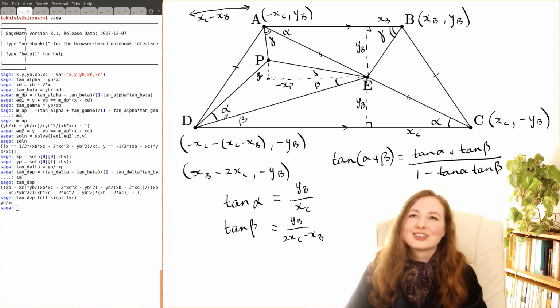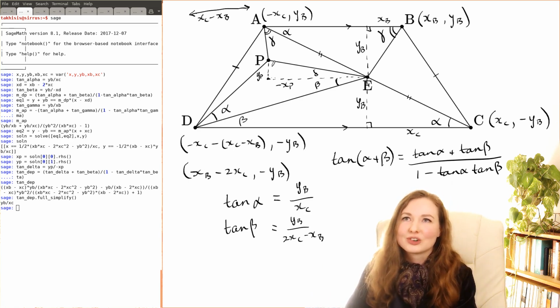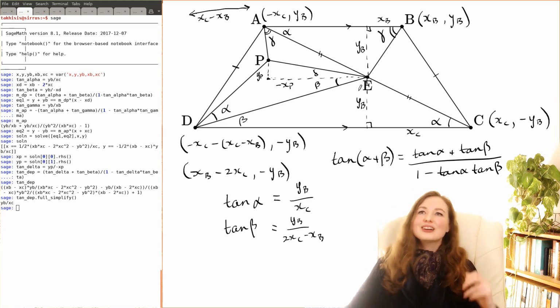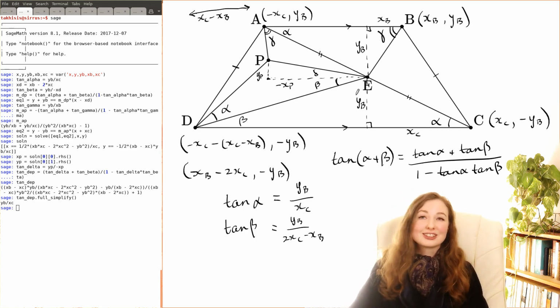So then we can say that triangle is congruent with that triangle, and therefore that's going to be a right angle. Yeah, so that's the proof.